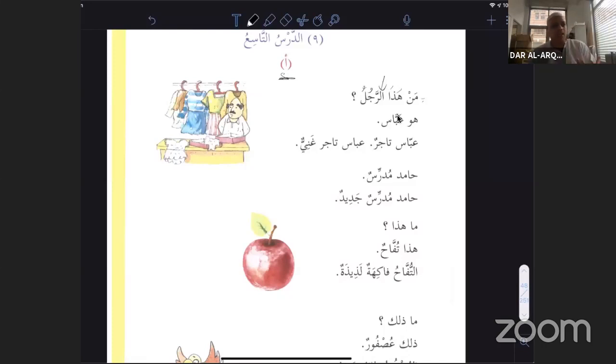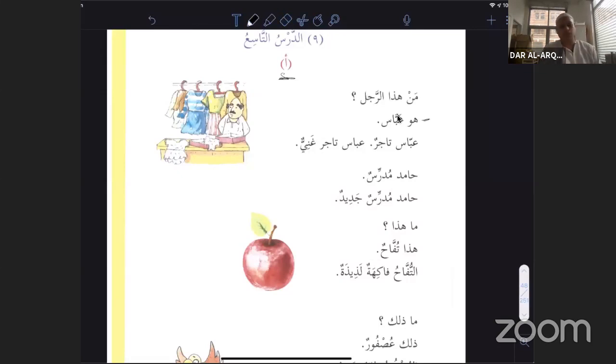Because when you say man hadha ar-rajulu, you're referring to someone. But when you say rajulun, rajulun can mean any man. Who is this a man? That doesn't make any sense, right? So in this line, you have to say man hadha ar-rajulu with the alif lam on the rajul. So who is this man? That's sentence number one.